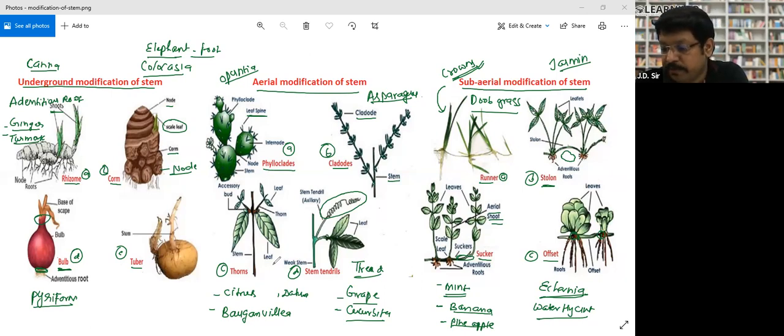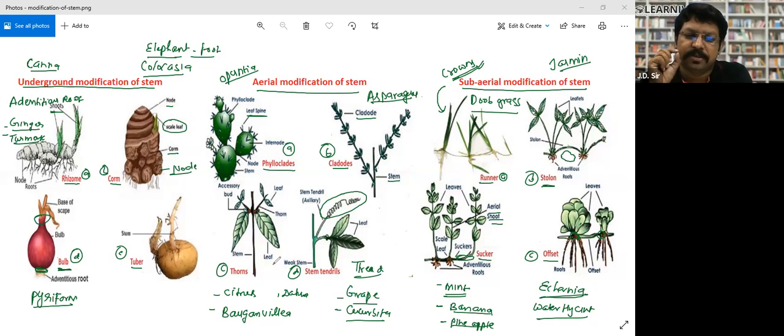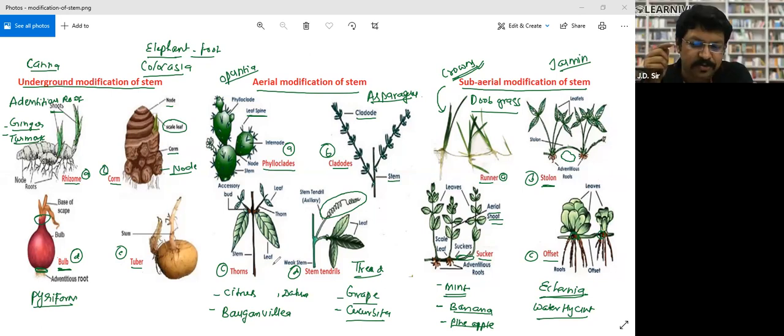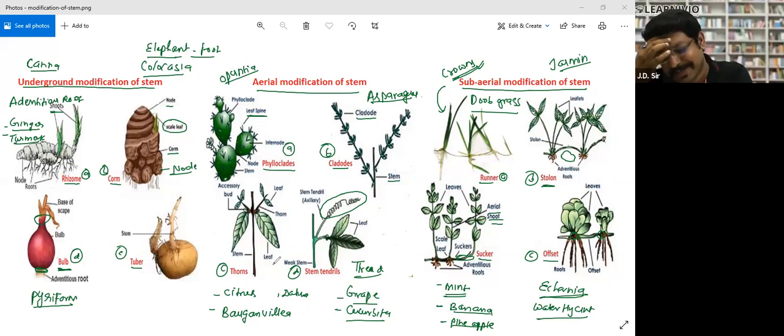Then we will go to leaf. Sir, can we start in the next class? Do you want to leave? No, sir. Before this class, I had math class also. So you got exhausted. Yes, sir. Kind of.